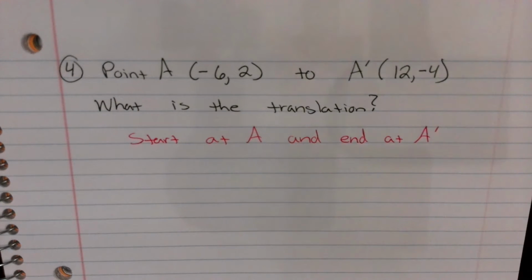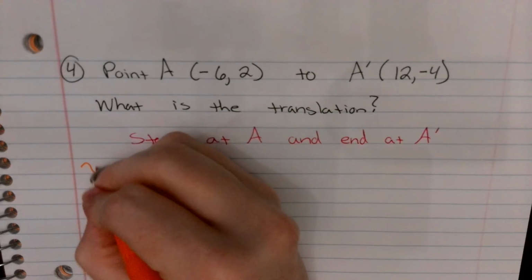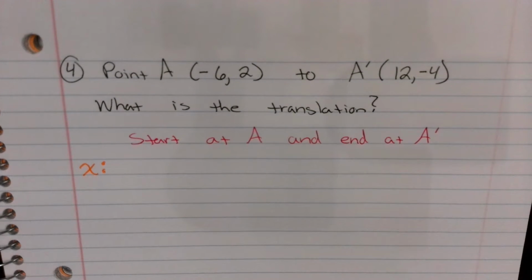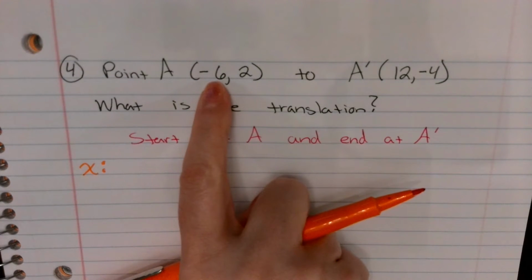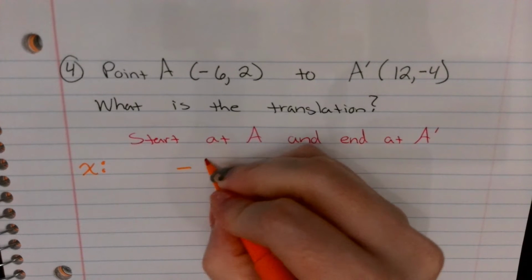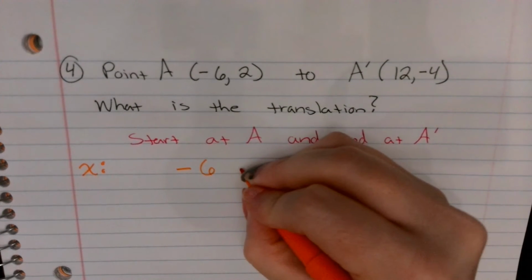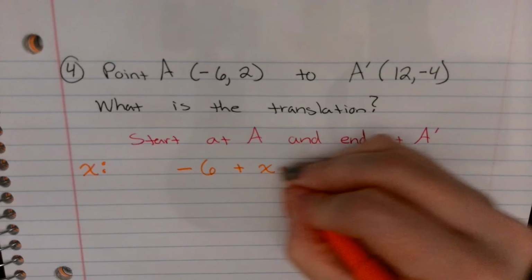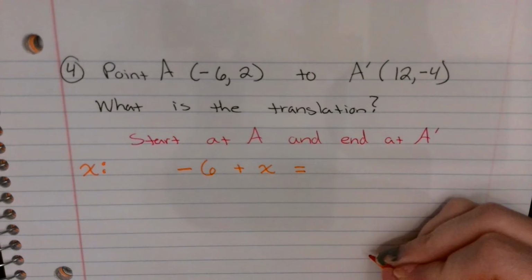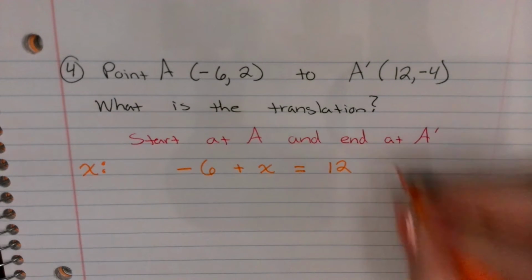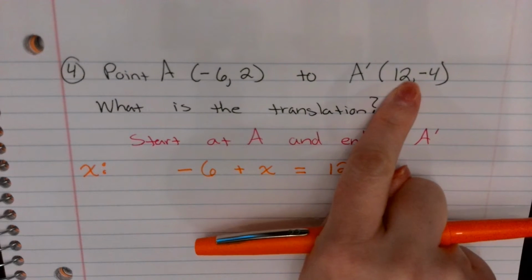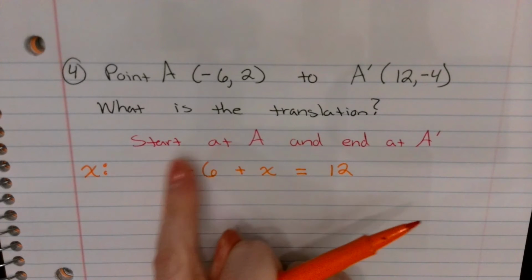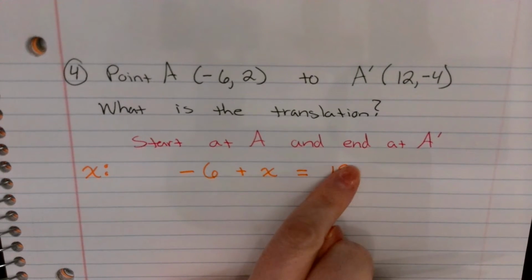So for x, let's start with our x position. Okay, we started at -6, and then we added some kind of value to it or subtracted some value from it to get to 12. Right? We started at -6 and we ended at +12. So we've got to figure out what it is that we got to get here.